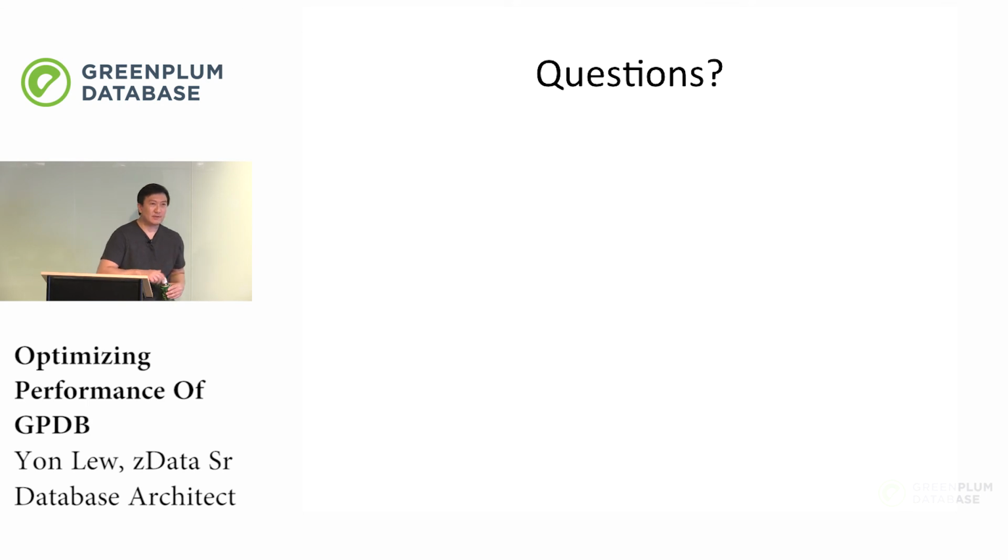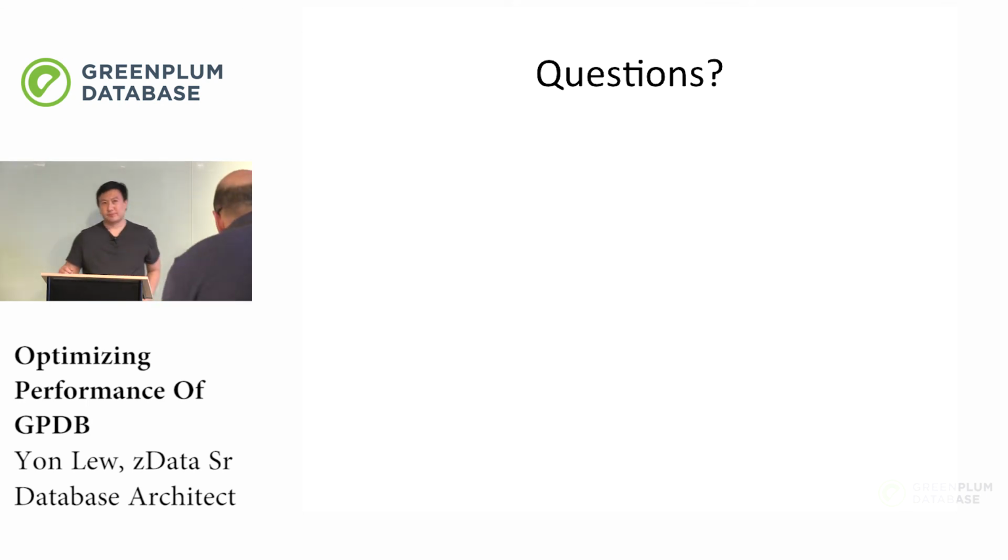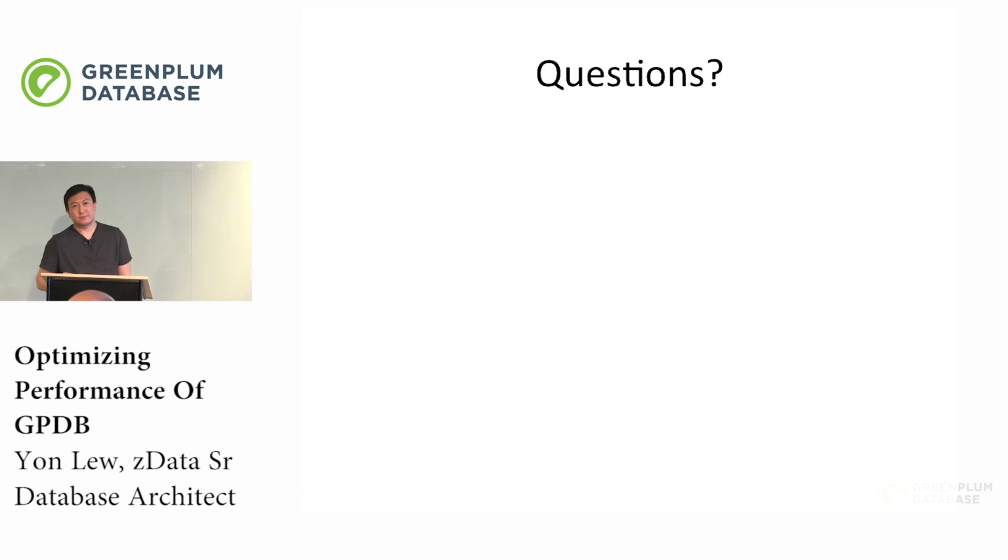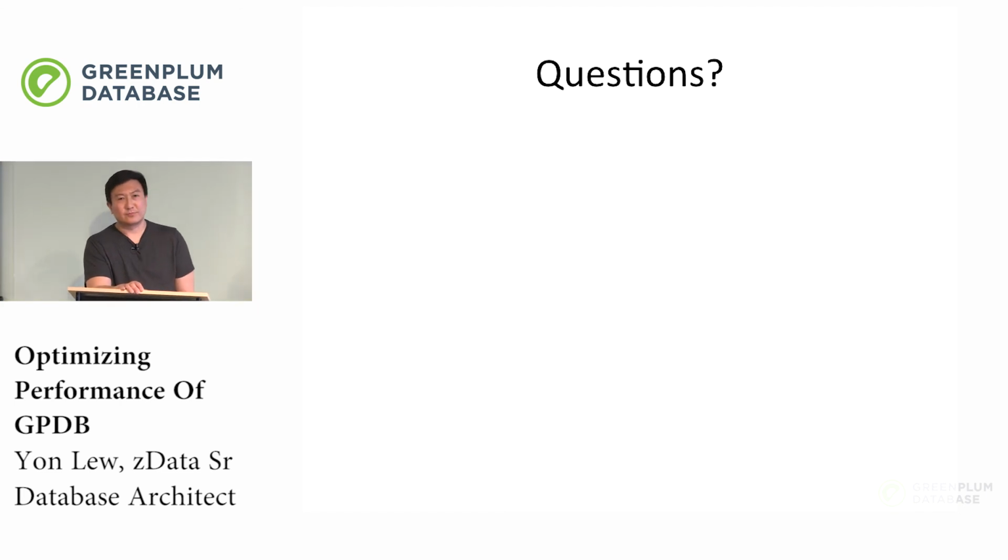The question from the user is, we can change the optimizer settings at the database and session level. Is it going to be the same with Greenplum 5? I heard that it comes as default on.